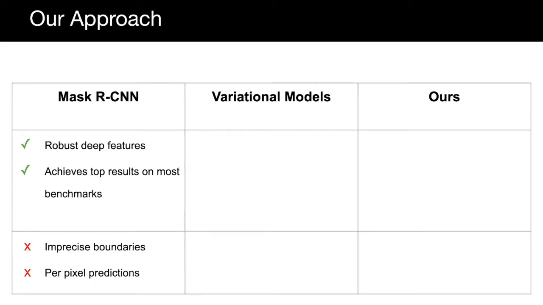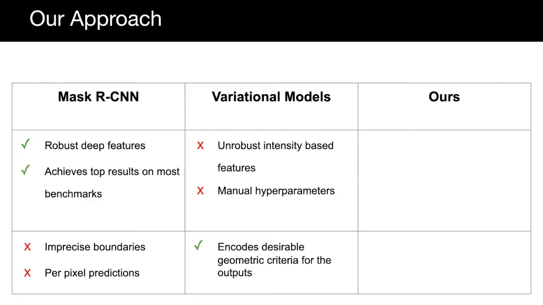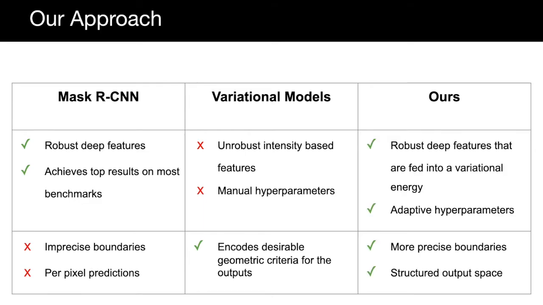In particular, we observe that most state-of-the-art top-down methods for instance segmentation are based on Mask R-CNN, which, while powerful and obtaining great results on public benchmarks, produces low-resolution masks with imprecise boundaries. On the other hand, classic variational methods produce structured outputs with desirable geometric criteria, but they rely on photometric data terms and hand-tuned hyperparameters that render them non-robust in practice. In our proposed model, we combine the best of both approaches. In particular, we obtain powerful feature representations from Mask R-CNN that are combined in an end-to-end manner with a variational method to obtain structured, precise boundaries.